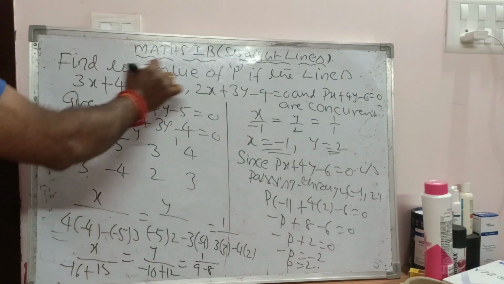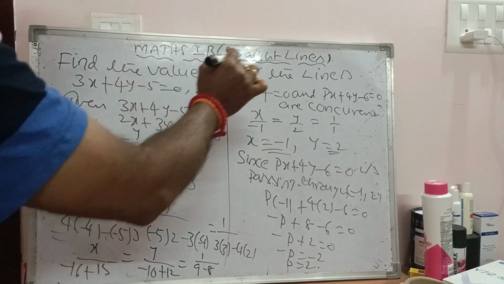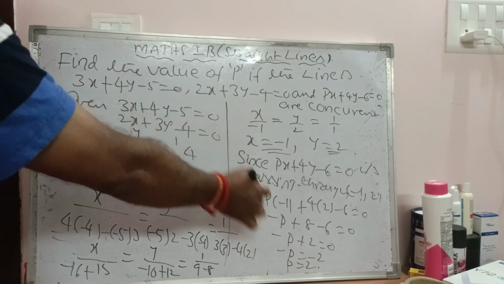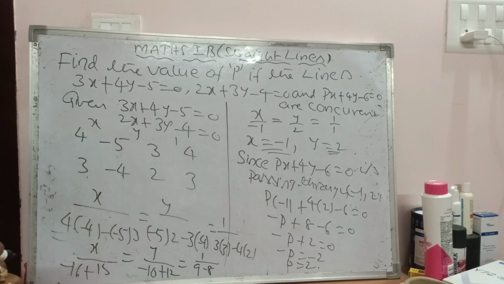Therefore, to find the value of p if the lines are concurrent, the value of p is 2.